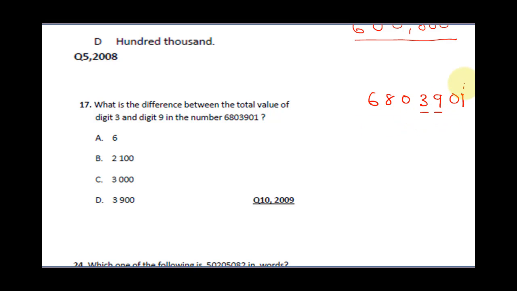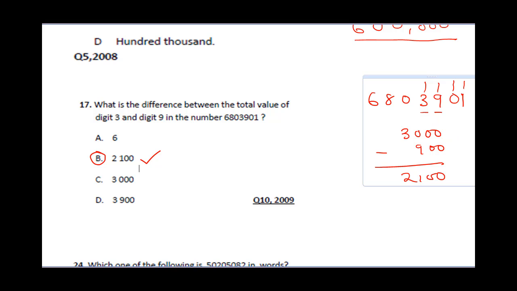Now remember, here is your what? Units. This is your what? Tens. This is your what? 100, and this is your 1000. So we have 3000. And we're looking for the difference between 3,000 and 900. Now, when you subtract these, you're going to get 2,100. So your final answer here is going to be B.